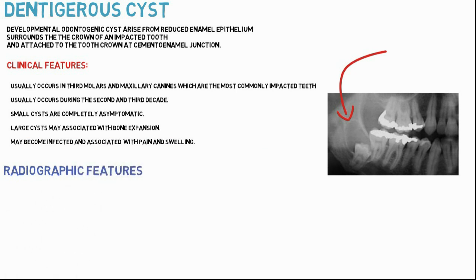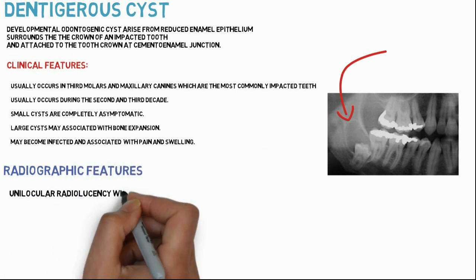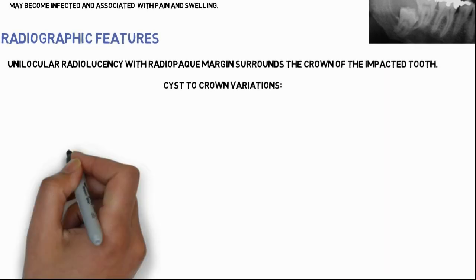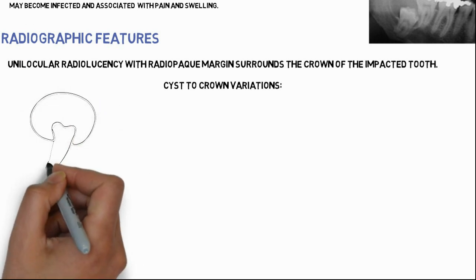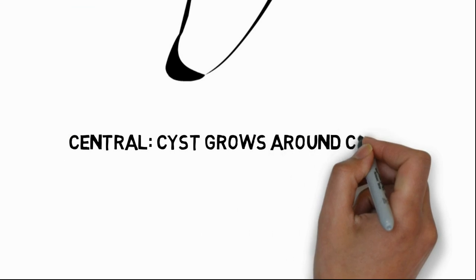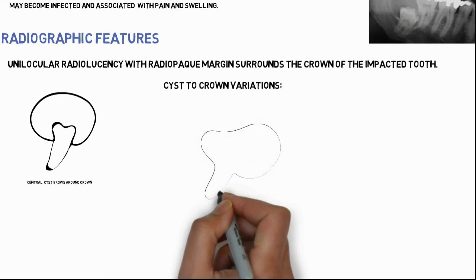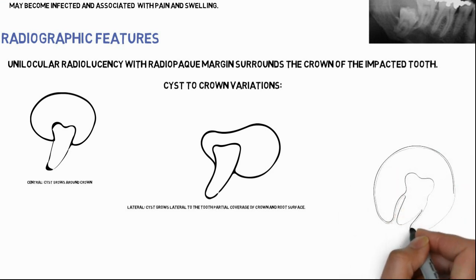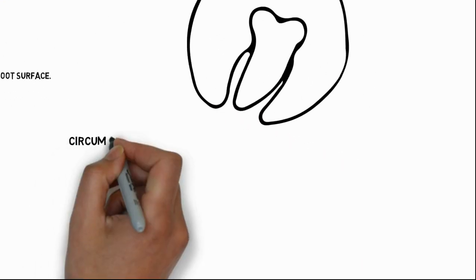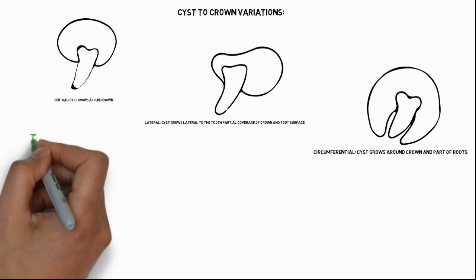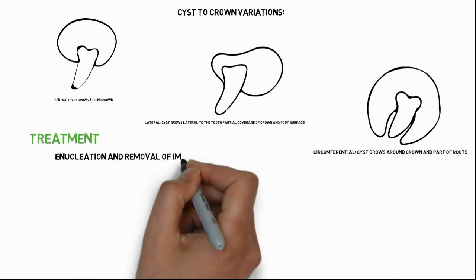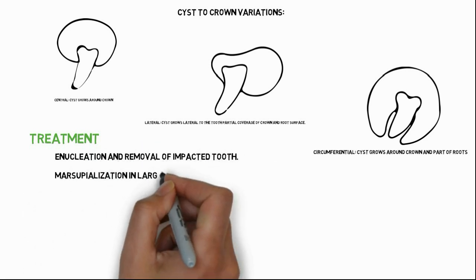Radiographic features: unilocular radiolucency with radiopaque margin surrounding the crown of the impacted tooth. Cyst to crown variations. Central: the cyst grows around the crown only. Lateral: the cyst grows lateral to the tooth with partial coverage of the crown and root surface. Circumferential: the cyst grows around both the crown and part of the roots. Treatment: enucleation and removal of the impacted tooth, and marsupialization in large cysts to allow shrinkage.